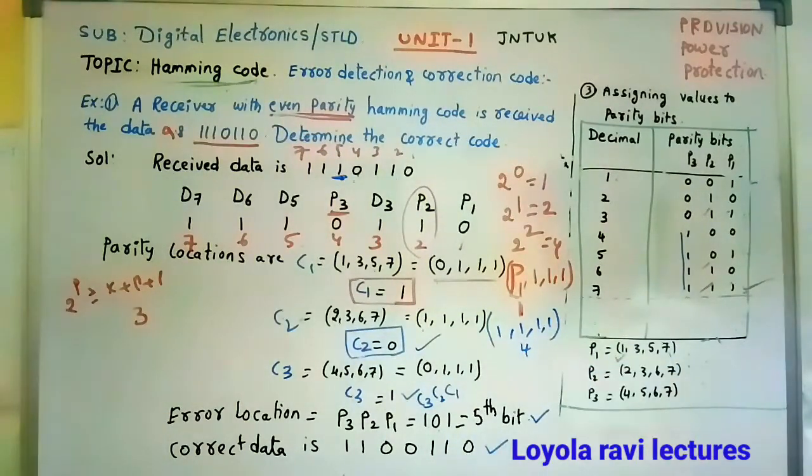So in this way we have to find the error location. Finding the error location is important. Detection is very easy. If in the error location the data is 1, you can replace 1 with 0. If the error location is 0, you can replace that bit with 1. That correction is easy.